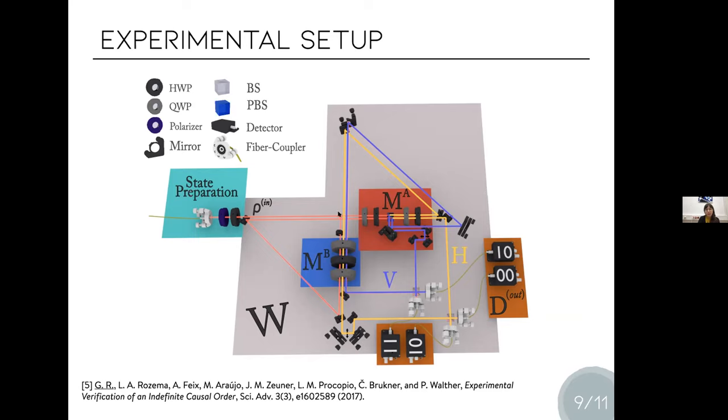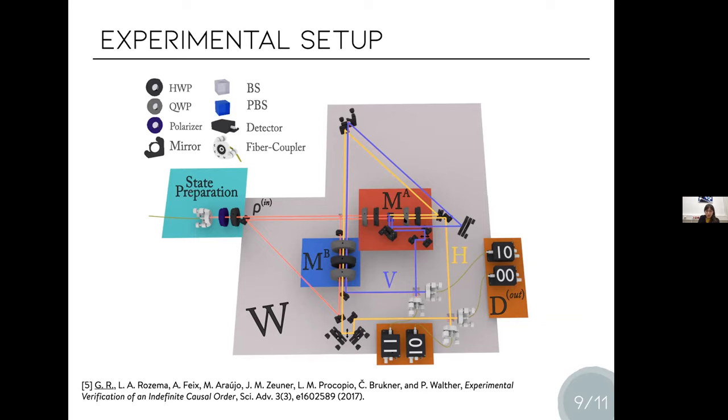Then, depending on whether it's transmitted or reflected, it would either go through an operation MA first, and then the operation MB, or the operation MB first, and then the operation MA. Then it would be recombined, as I was saying before, in a final operation C, and a final beam splitter that closes the interferometer, and then measured. So basically, this is a Mach-Zehnder interferometer with two loops.